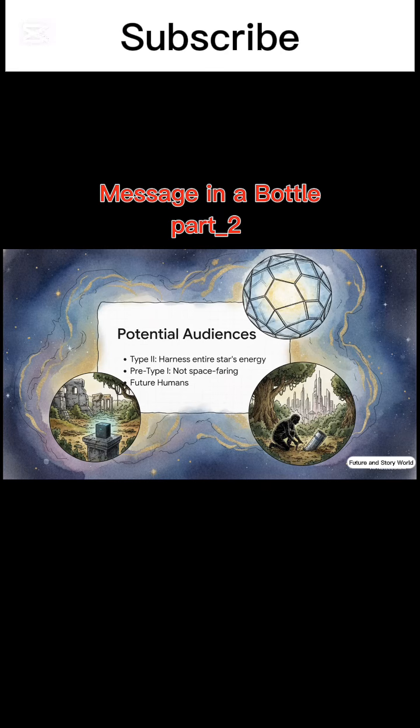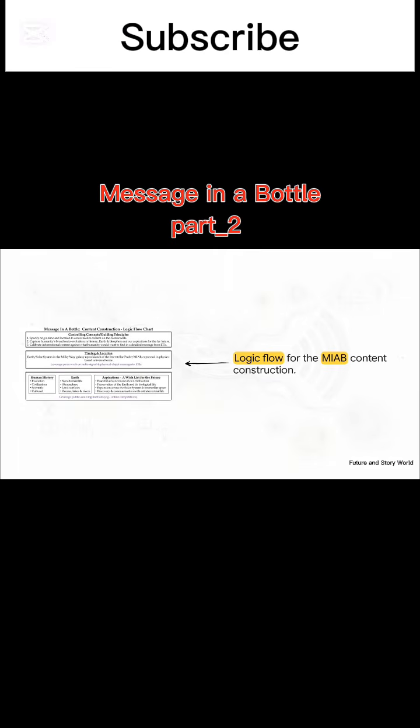Second, a pre-Type I civilization. These are societies that aren't yet spacefaring. If our probe somehow lands on their planet, it has to function like a physical black box. And third, future humans. People who might stumble across this as an ancient time capsule if humanity as we know it is otherwise gone. And this brilliantly illustrates the guiding logic for constructing the MAB content.